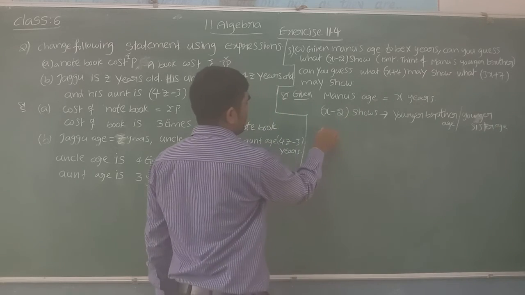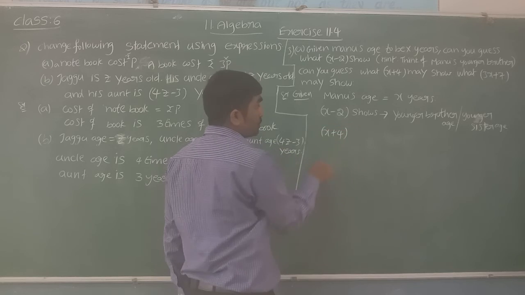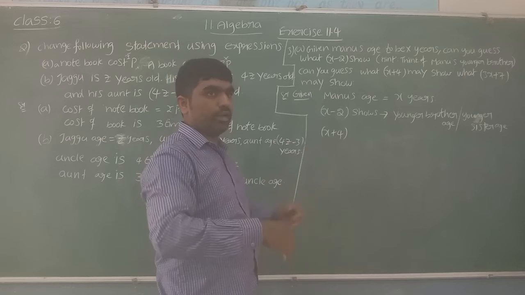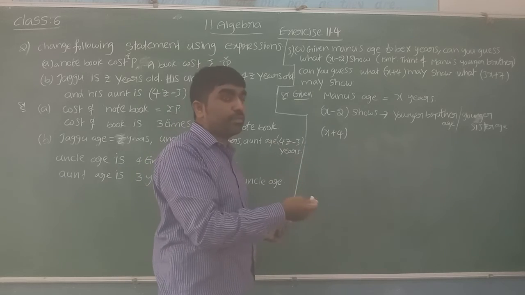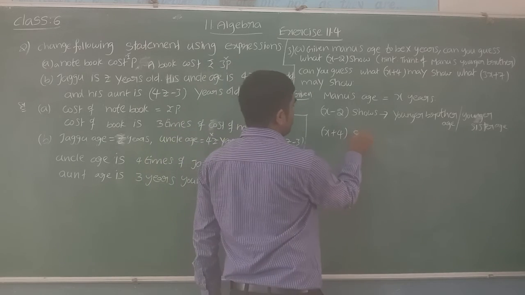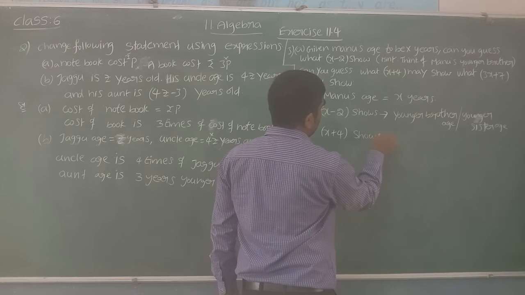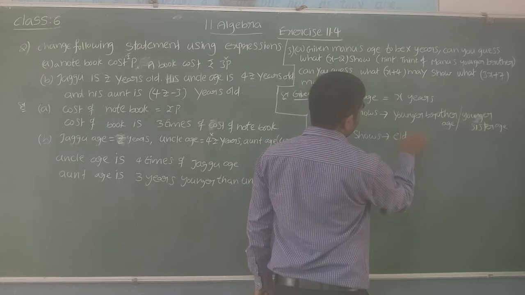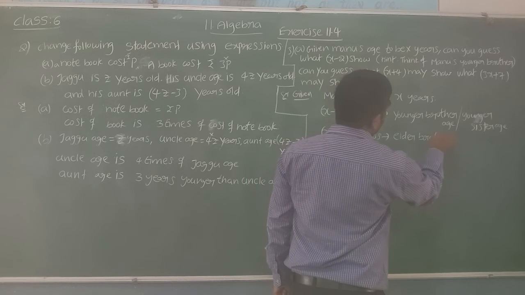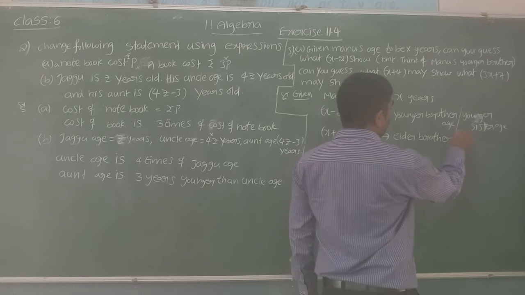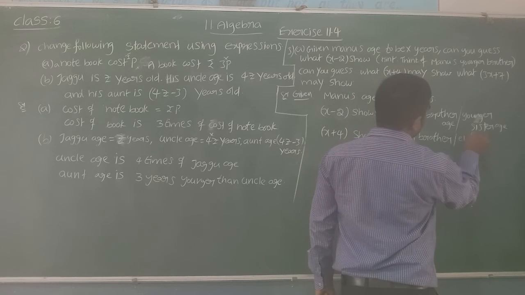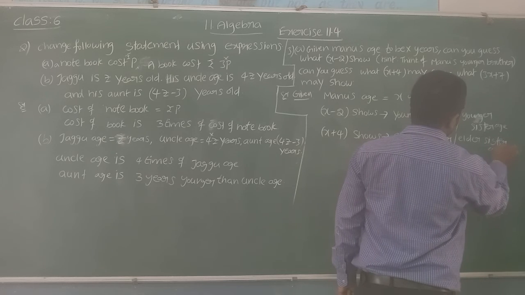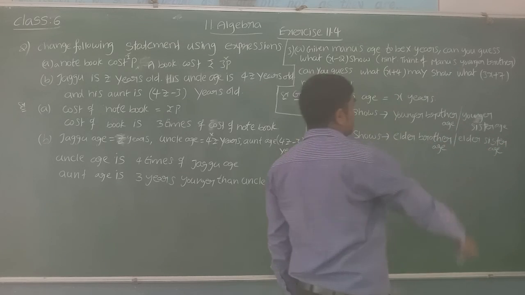And what about this x plus 4? What does x plus 4 show? 4 years more than Manu's age. It means it may be her elder brother or elder sister. Why only 4 years more? It may be her elder brother's age or elder sister's age.